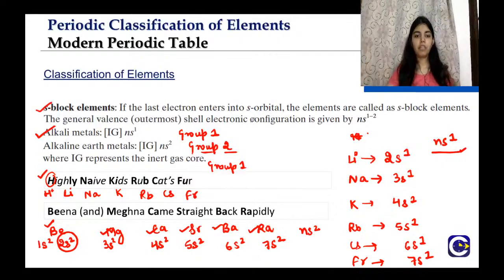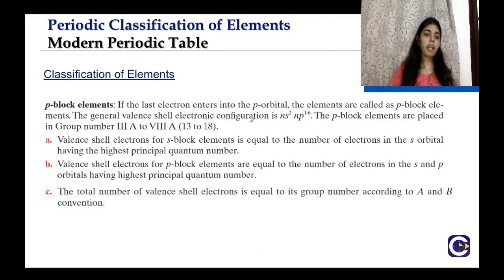Good. Now, next we will write down p block elements. Elements where the last electron is entering the p subshell are known as p block elements. So, from group 13 to group 18 are the p block elements.